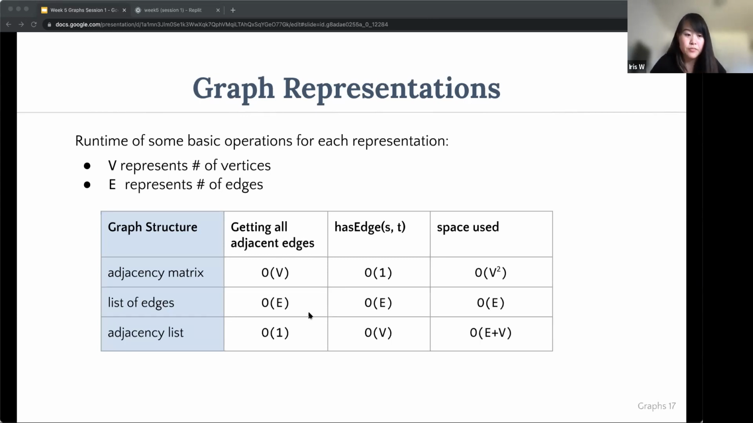So generally, I won't go through and talk about each one of these operations. The slides will be posted and you can look at this table yourself if you want to look through it. And it's important that you understand it.